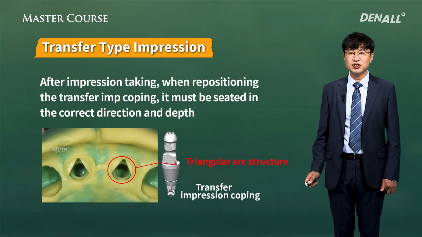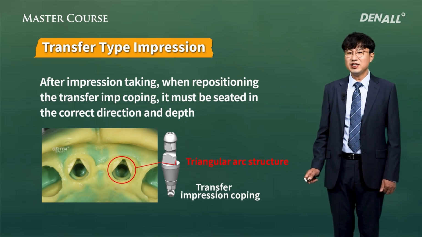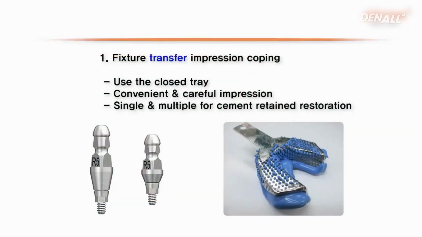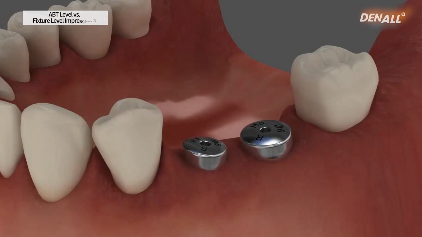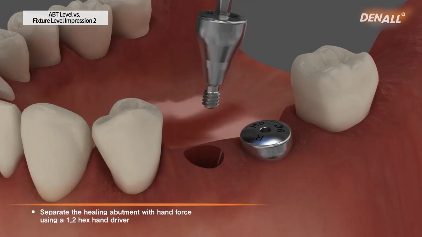After taking impression from the fixture, transfer impression coping, you unscrew and then reposition in the impression. That is very important steps. So let me explain further. If you see the video, you will understand more. So this is the transfer impression coping.